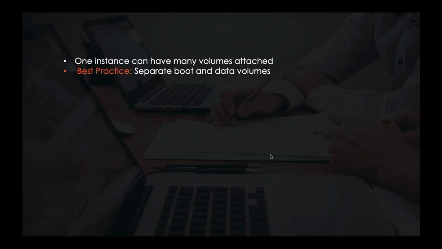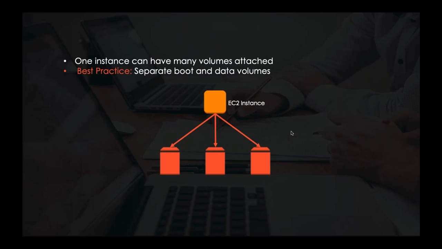Now, one instance can have multiple volumes attached, and the best practice is you should have separate boot and data volumes. That is, for booting up your EC2 machines and configuring your application, you should have a separate volume. And whatever data you require for communication with your application should be on a separate volume. That's the best practice. So you have one EC2 instance and multiple EBS volumes. One can be treated for booting purposes, and the other can be used for data purposes.